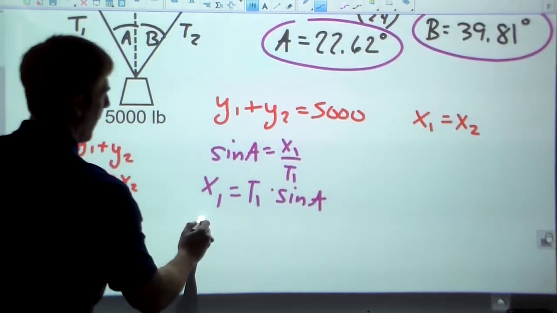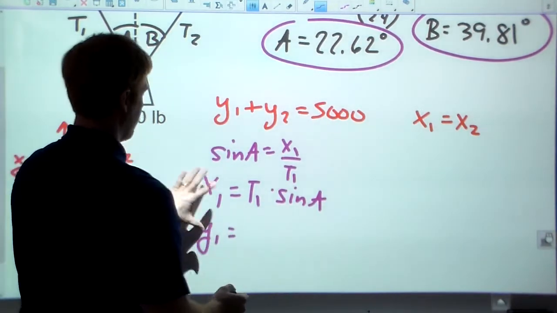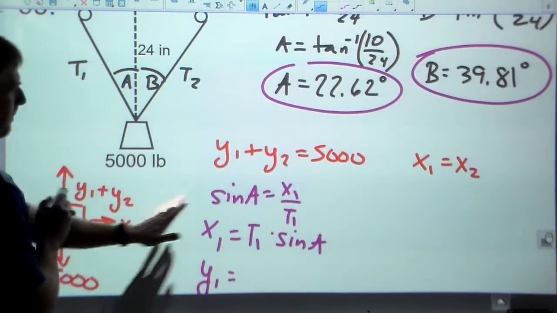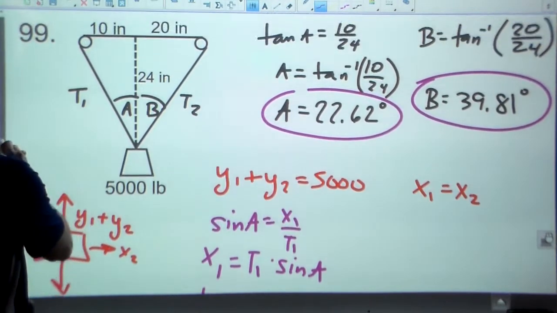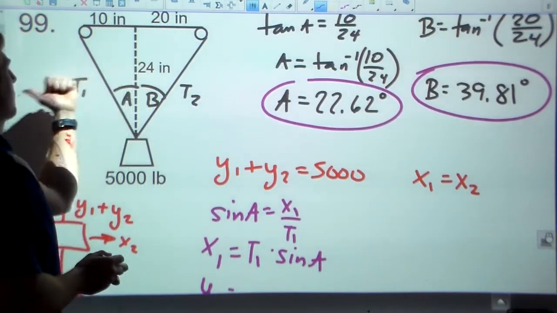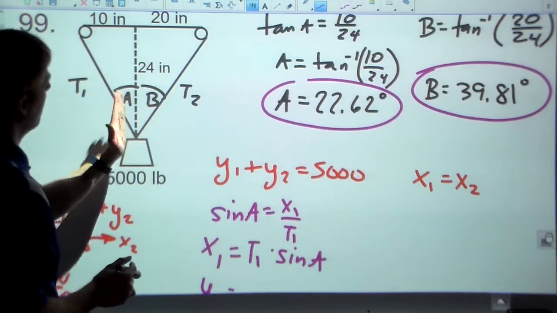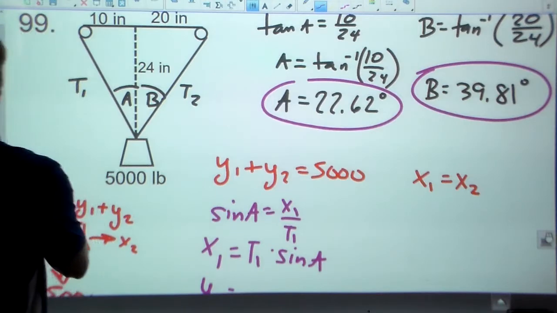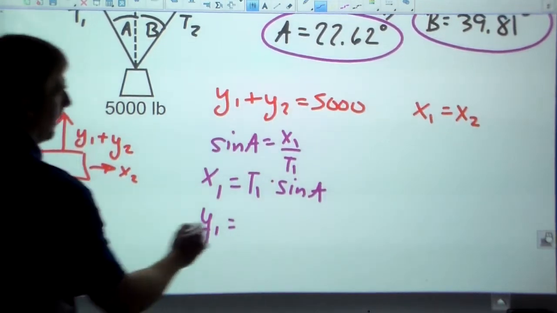All right, your y1, and I'm just going to skip steps because you've done this quite a bit at this point. You can always set up your ratios if you need to. Your y1, if it's going to go with this direction, that's going to be relative to angle A, but it's going to be a cosine because it's an adjacent side. So T1 cosine A.